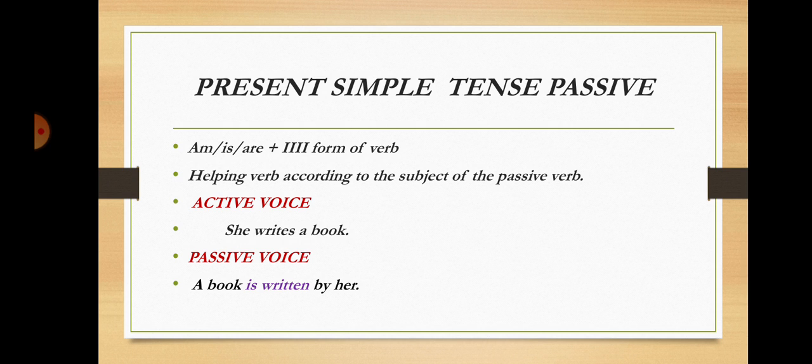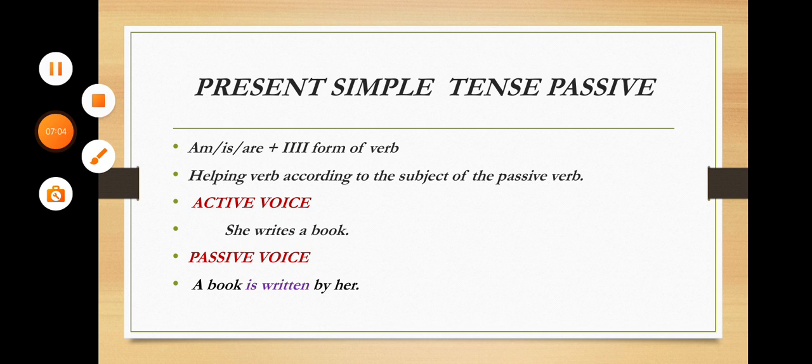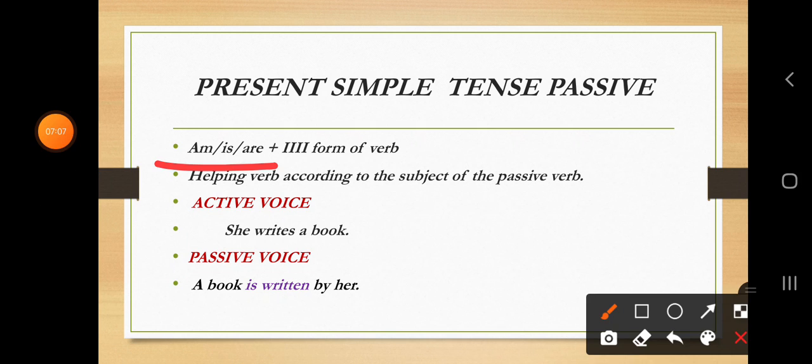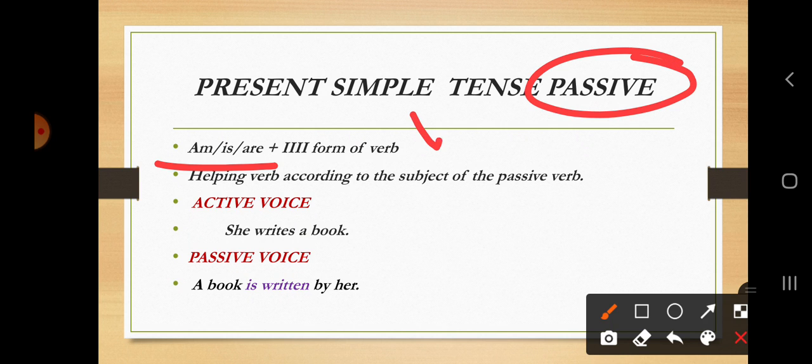Let's have present tense. Present simple tense in passive. In present tense we have helping verbs like is, am, are. And in passive verbs we use third form of the verb. According to the subject of the passive verb we will use helping verb. If the subject is singular we will use singular helping verb. If the subject is plural then we will use plural helping verb.